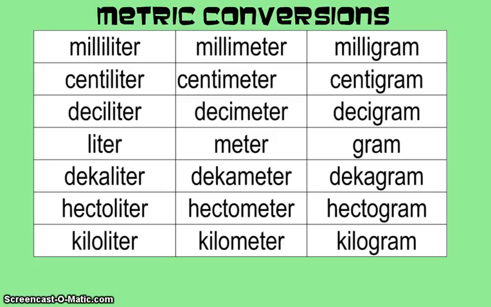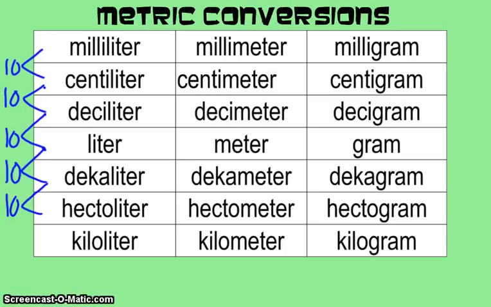In the metric system, we learned that a centiliter is 10 times greater than a milliliter. A deciliter is 10 times greater than a centiliter. A liter is, you guessed it, 10 times greater than a deciliter. A dekaliter is, big surprise, 10 times greater than a liter, and so on and so forth. Anytime we convert from one metric unit to the other, we're either multiplying or dividing by tens.